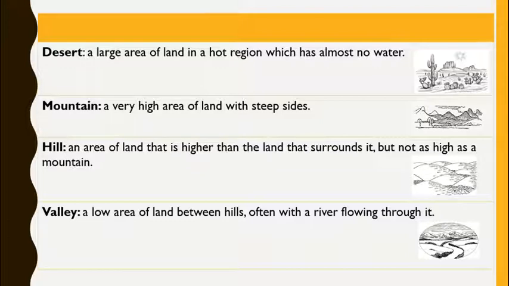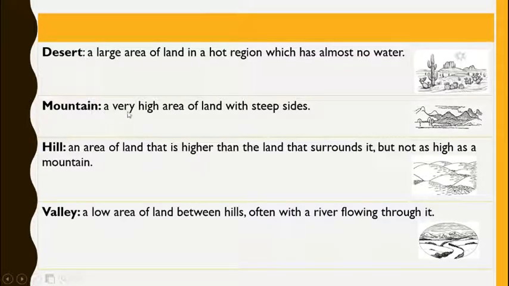Okay, as you can see here in the picture, this is the desert. Okay, it may have plants like a cactus, which can only grow in a desert, and it has no water in it.